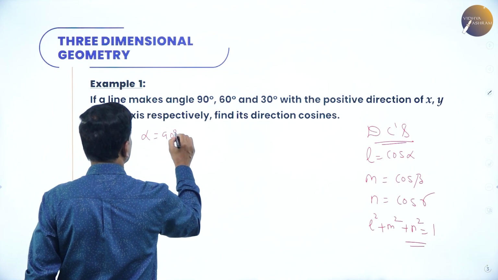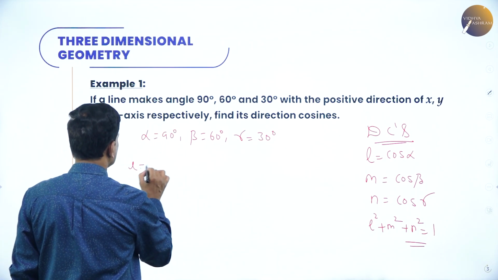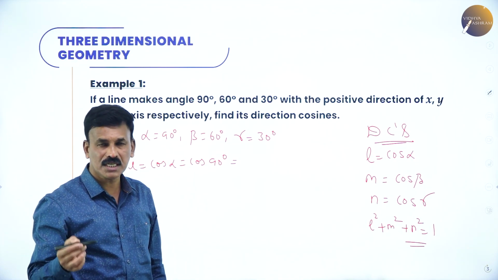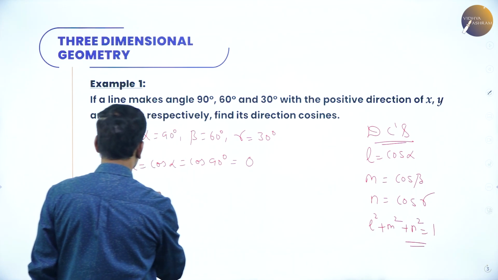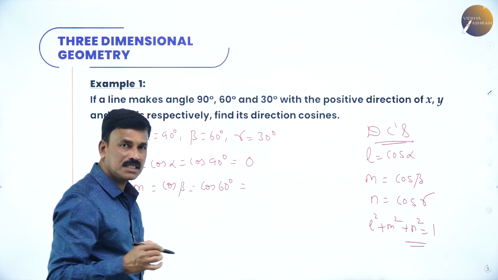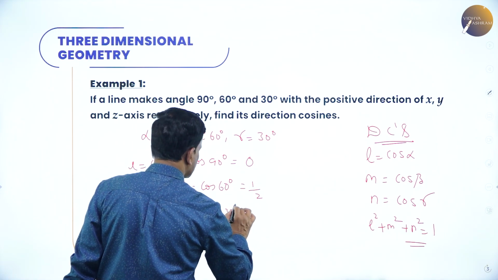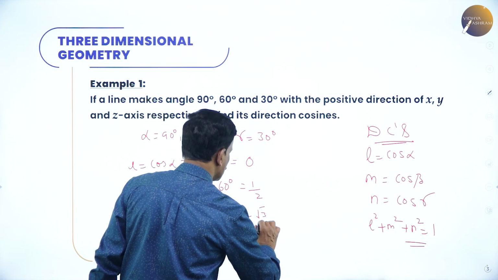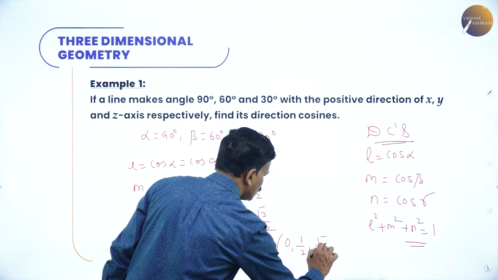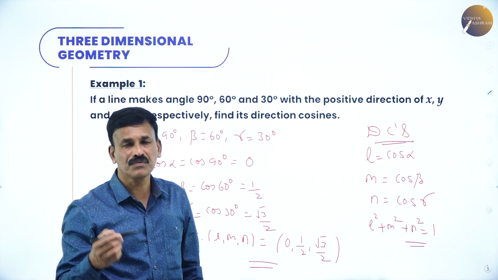Now what is given? Alpha is 90 degrees, beta is 60 degrees and gamma is 30 degrees. Very simple. L is equal to cos alpha, cos 90. Sin 90 is 1, cos 90 is 0. Then M is equal to cos beta, cos 60, which is 1 by 2. N is equal to cos gamma, cos 30, which is root 3 by 2. So the direction cosines L, M, N are 0, 1 by 2, root 3 by 2. If you add L square plus M square plus N square, it is found to be 1. This is how we find the direction cosines.